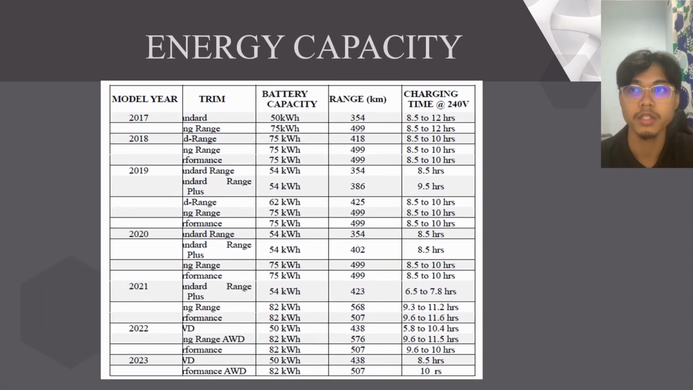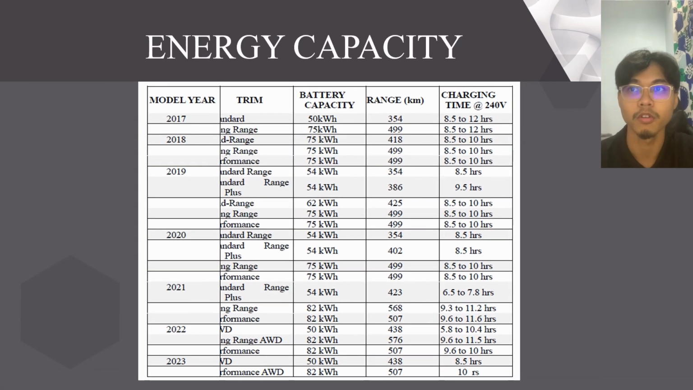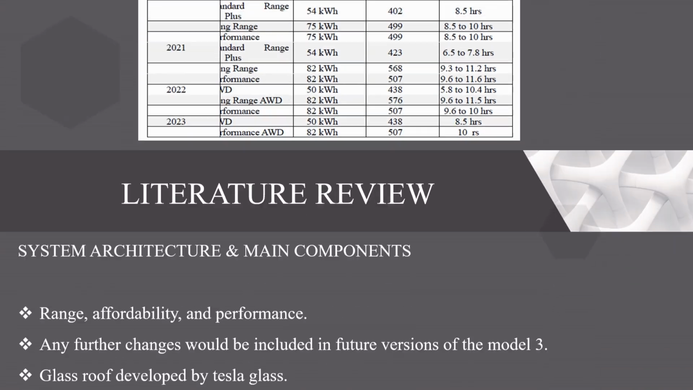On this slide, if you can see here in the table, there are a lot of types of battery capacity depending on the model year of the Tesla Model 3. The energy capacity of the Model 3's battery pack is typically measured in kilowatt hours. The base model of the Model 3 was initially available with a battery pack around 50 to 55 kilowatt hour, while the long-range variant has a larger battery pack ranging from 60 to 75 kilowatt hour. However, Tesla has introduced different battery options over time.